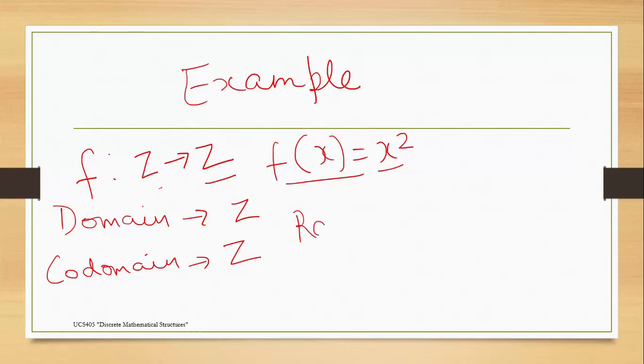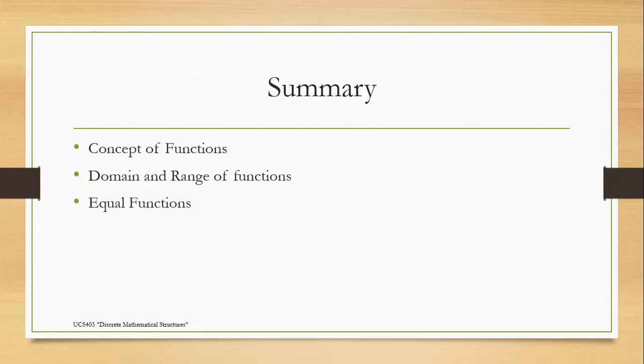Now what will be the range of this function? The range of this function will be the set of integers that are perfect squares. Why? Because 0, 1, 4, 9 and so on are all squares of some integer. So the range of this function is the set of all integers that are perfect squares. So in this video we have discussed the concept of function, domain and range of functions and equal functions with one example. Hope all these concepts are clear to you.